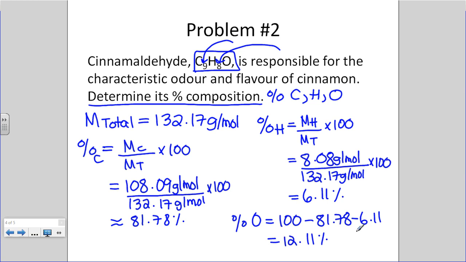What if you know the formula but don't have a mass? Just use the molar masses. Use the total molar mass of the entire compound for your total, and then use the molar mass and the number of atoms to figure out how much mass you have for each element.